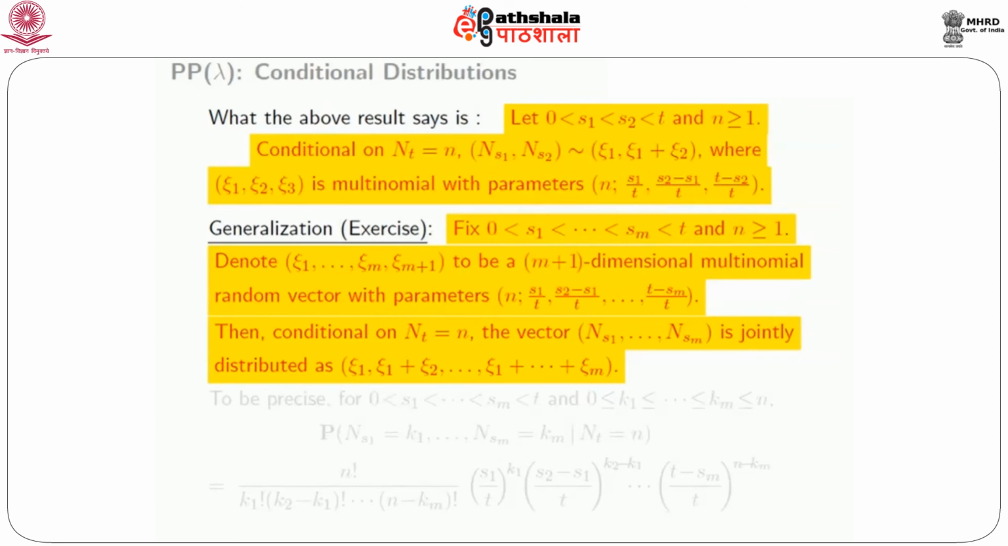Now this can be generalized very easily. We leave it as an exercise. Instead of 2 time points, you can take m time points, s1 less than etc. less than sm less than t, and take n greater than or equal to 1.